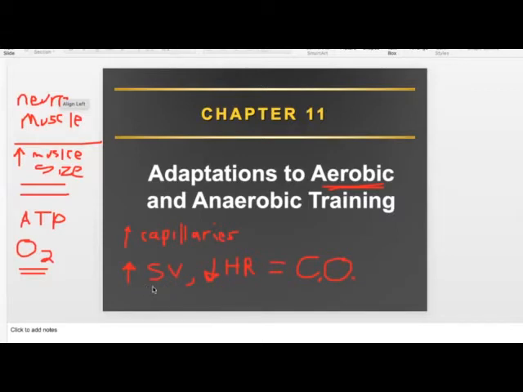So this refers to stroke volume. The volume of blood for every beat or every stroke of the heart will increase. And that means that if the heart is stronger and pumping more blood, it doesn't have to beat as many times per minute. All right, so typically the adaptations to aerobic and anaerobic training are going to have to do with the distribution of oxygen and ATP throughout the bloodstream.